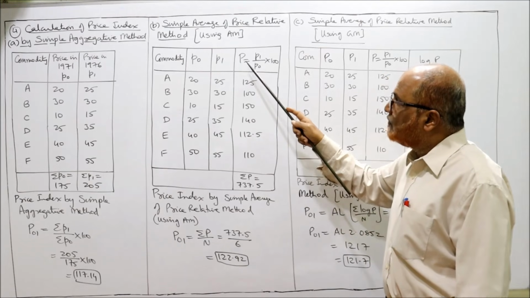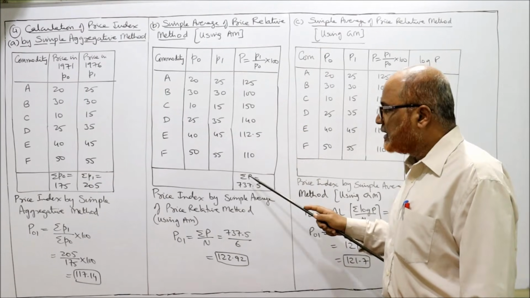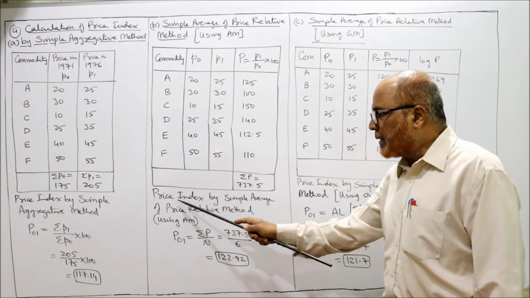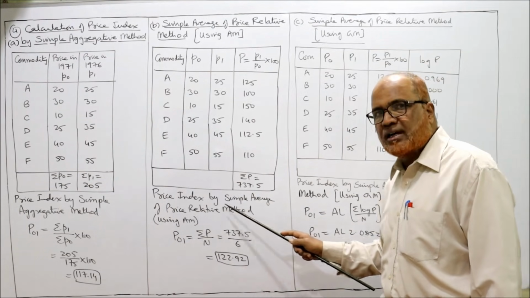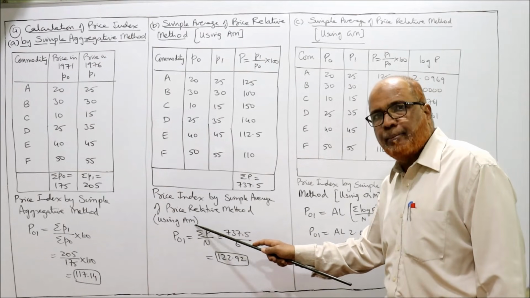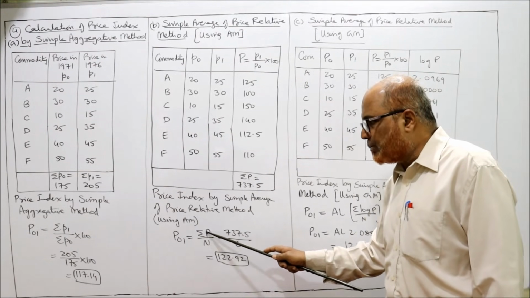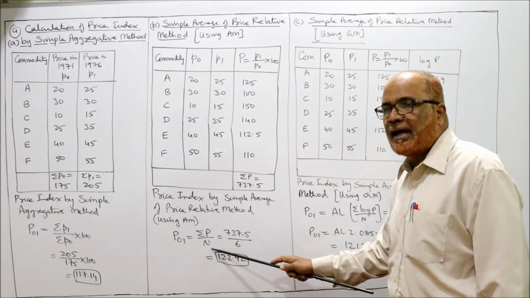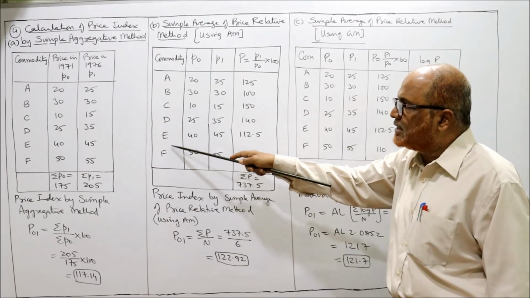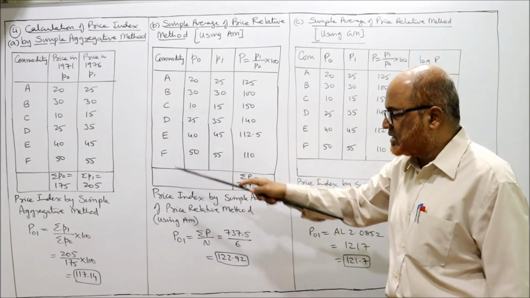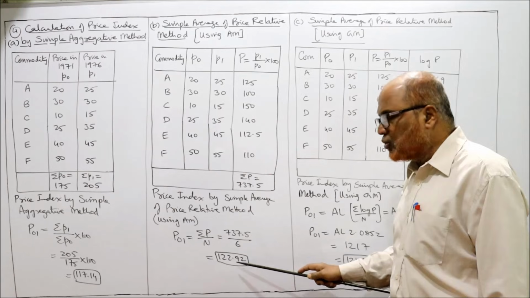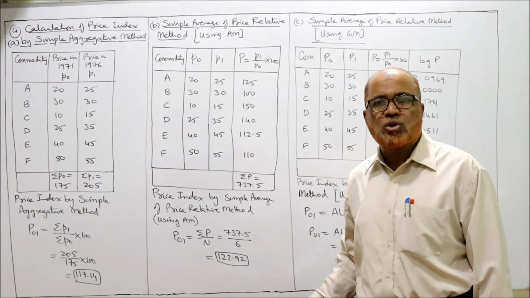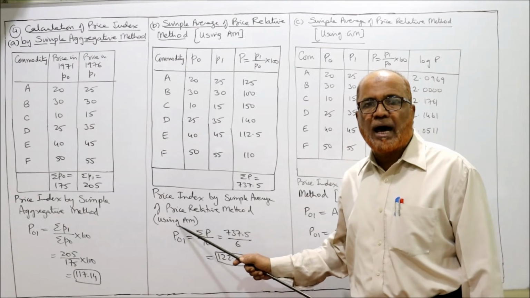Now take the total of capital P. So summation P is equal to 737.5. Now the price index by the simple average of price relative method using arithmetic mean: P01 is equal to summation P by N. Summation P, 737.5, divided by N. How many items are there? 6 items are there: 1, 2, 3, 4, 5, 6. So 122.92. This is the price index according to the simple average of price relatives using arithmetic mean.